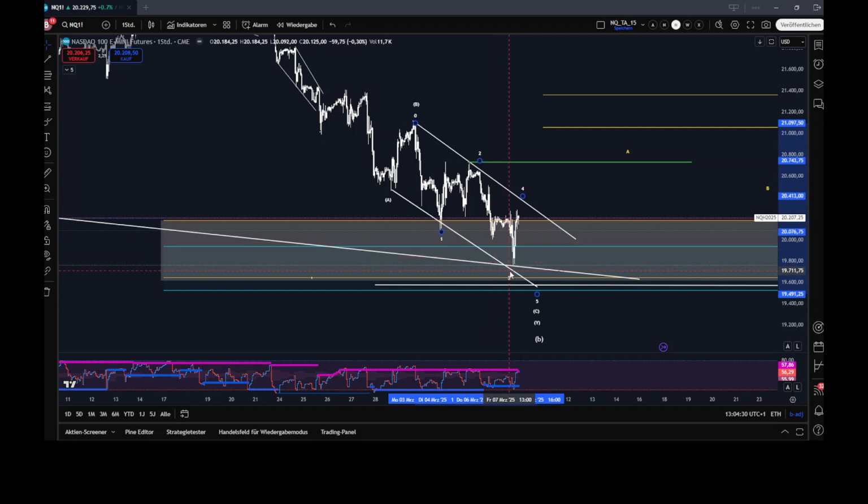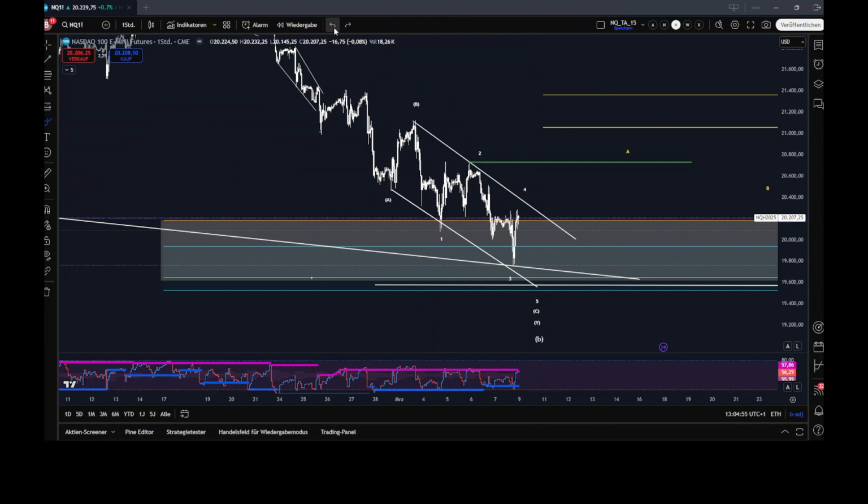But I like the idea more that we have one more high and one more low. So that would mean an ABC structure for wave 4 and another ABC structure for wave 5. I cannot rule out that this diagonal pattern has finished and this is already the low. I cannot rule that out. So that's why we have to observe now a break above that green line. And the break above that green line would indicate that this diagonal pattern has finished or is done.